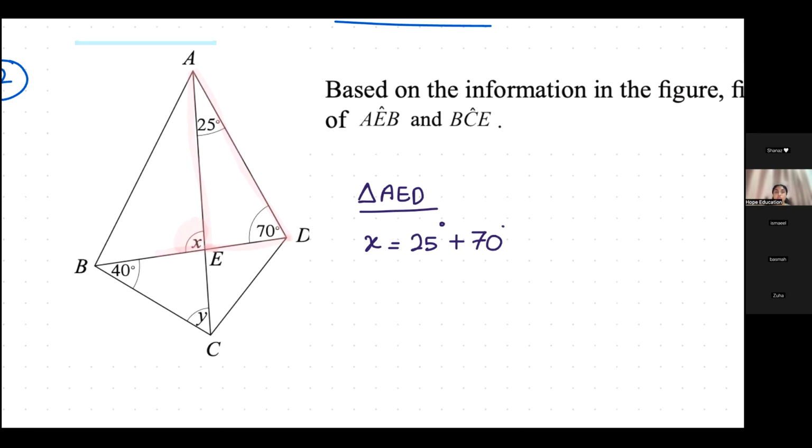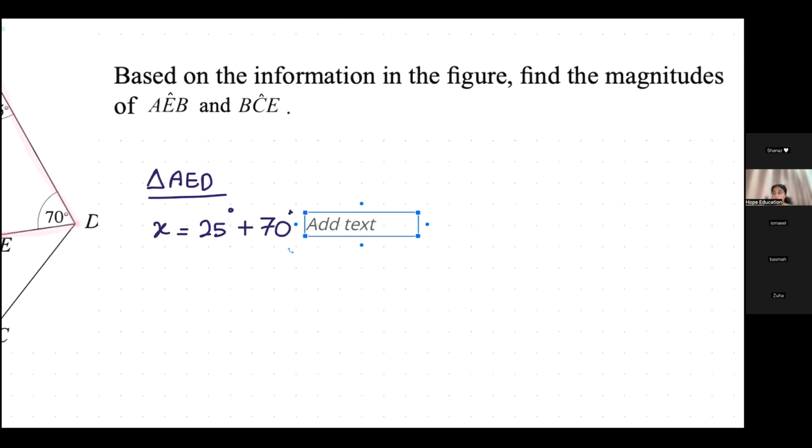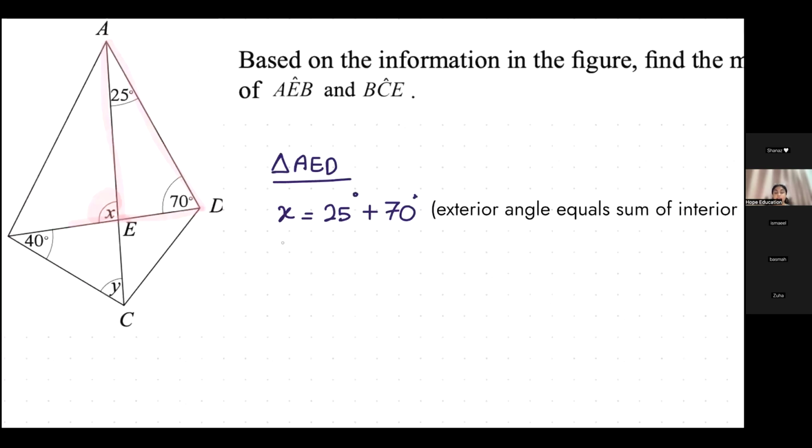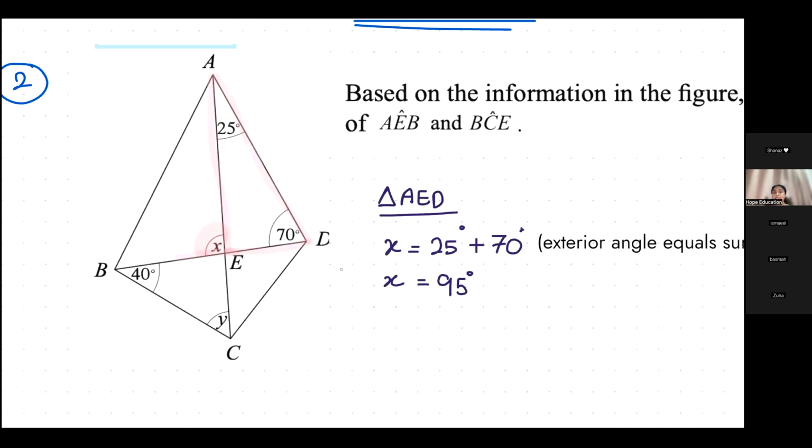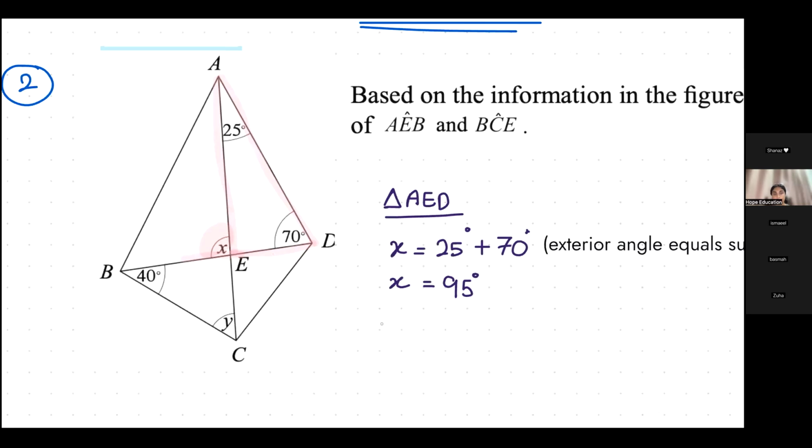You have to write the reason, so I will write it: exterior angle equals sum of interior opposite angles. So we know 25 plus 70 is 95 degrees. Since X is 95, and X is AEB, therefore AEB is 95 degrees. Is this clear? Others? Thumbs up, please.